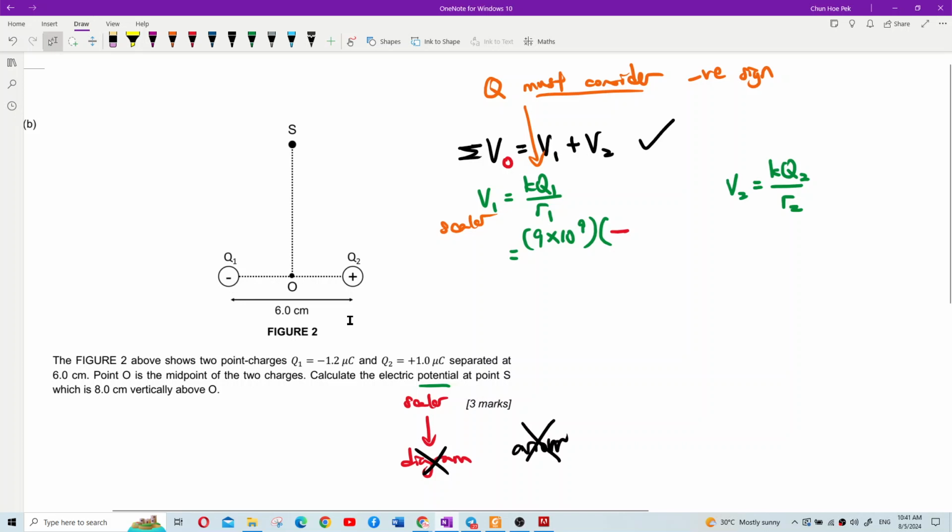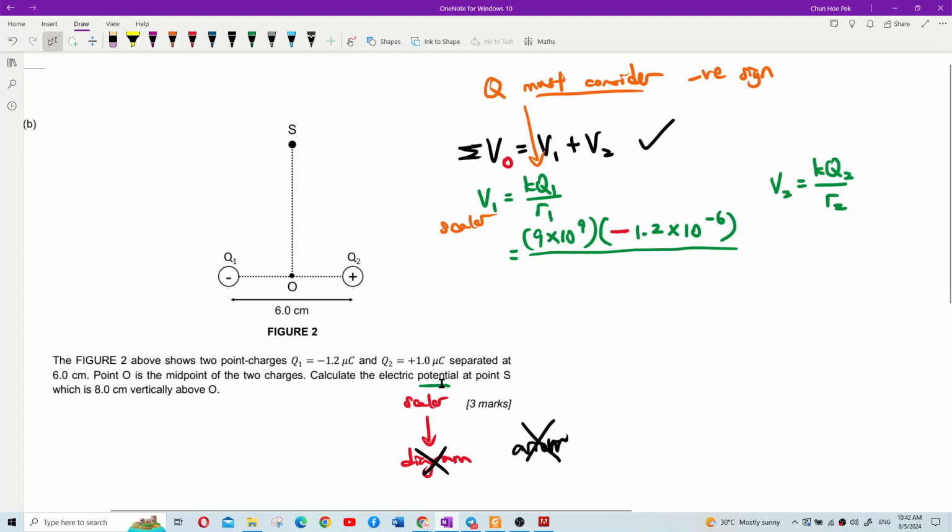So Q1 is 1.2 micro. Micro is negative 6. Negative 1.2 micro over what? 3 cm. So this is O, meaning the midpoint.